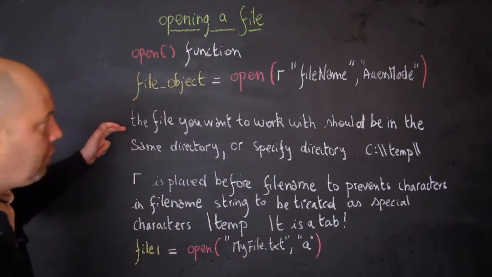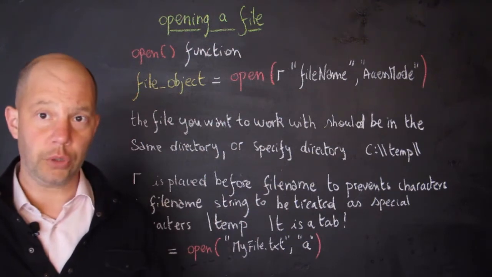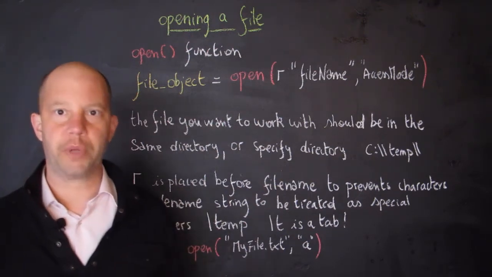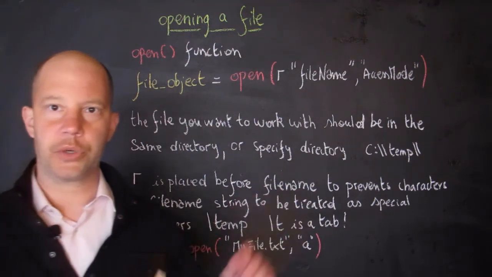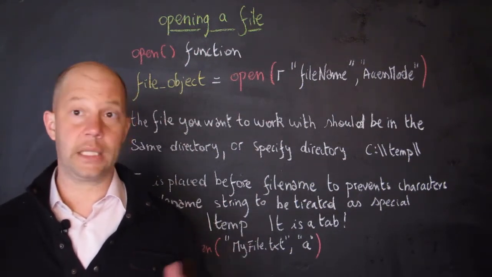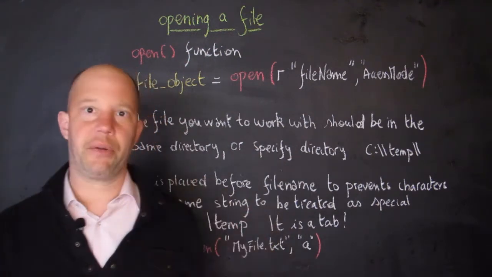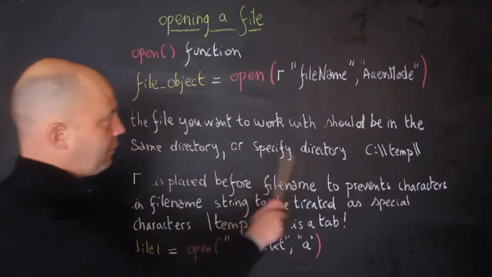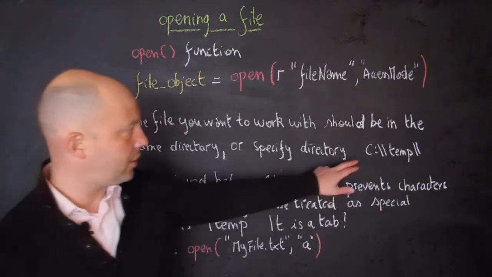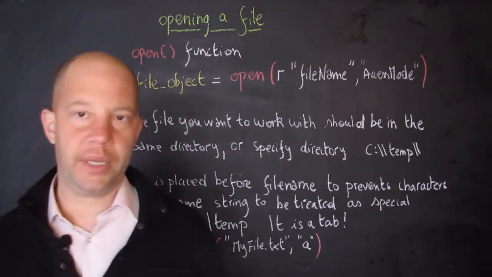Now, the file that you want to work with typically should be in the same directory as your Python code. It's a little bit more tricky in Google Colab, and I'll show some examples on that later on. However, if the file you want to work with is not in the same directory, which can happen, data could be located in other directories, then you should specify that full directory. And then that is essentially done this way. For instance, if your file is located in the temporary directory.